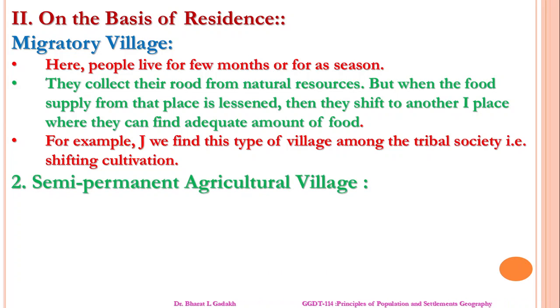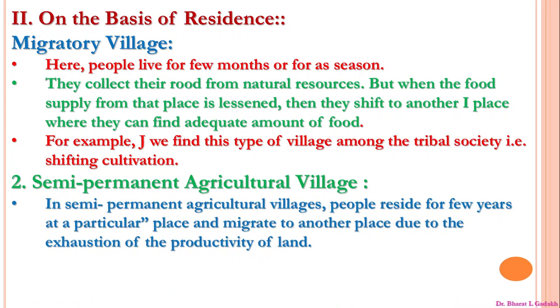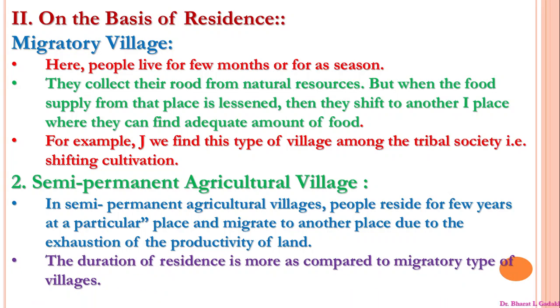Now, semi-permanent agriculture villages. In semi-permanent agriculture villages, people reside for a few years at a particular place and migrate to another place due to the exhaustion of the productivity of the land. The duration of residence is longer as compared to migratory types of villages.